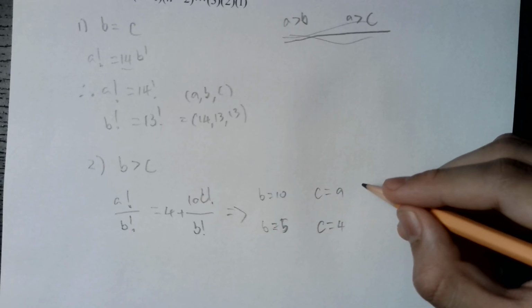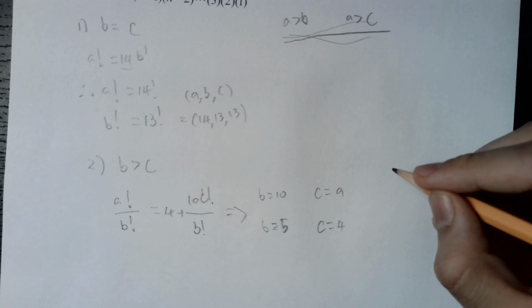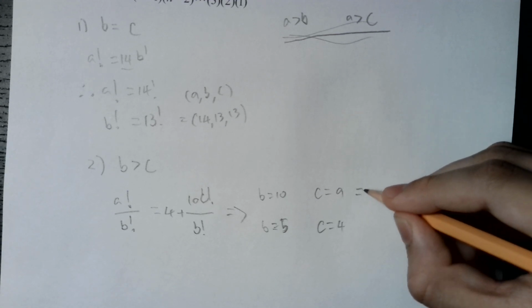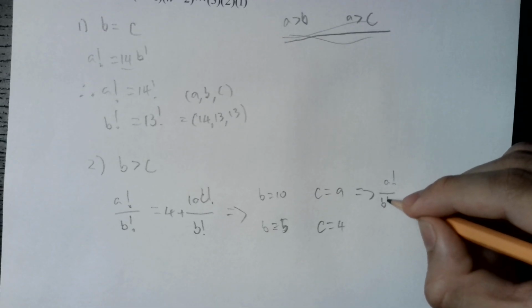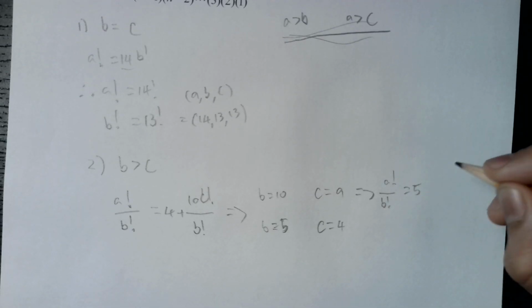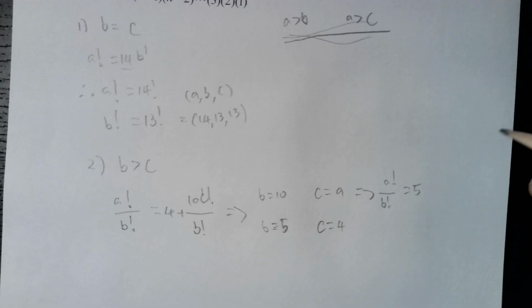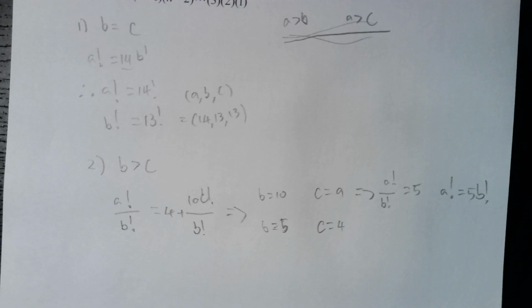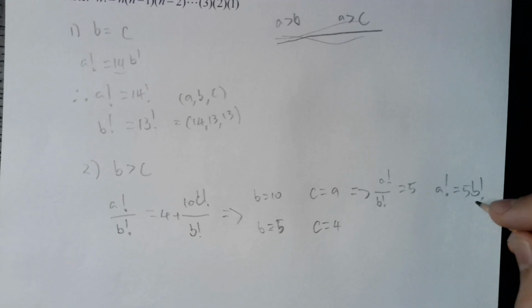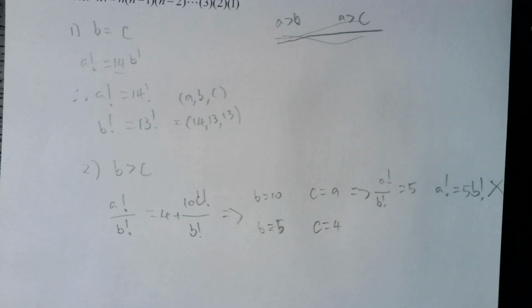So both of these cases are allowed, and then we can solve for a. However, there's a problem here. Let's look over here. We will receive that a factorial divided by b factorial is going to be equal to 5. And this is kind of a problem, because this means that a factorial is going to have to be equal to 5 times b factorial, which is actually going to be impossible, because we can't solve this. So this is impossible. We can't solve for this without breaking one of our conditions.